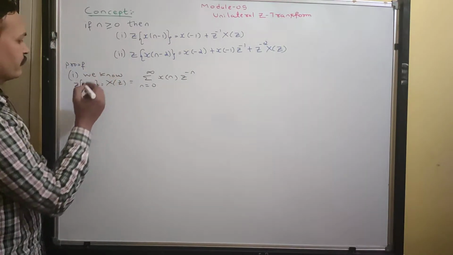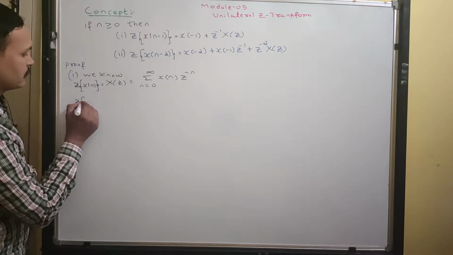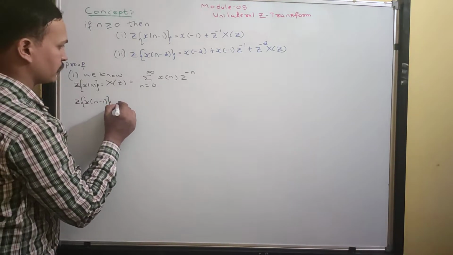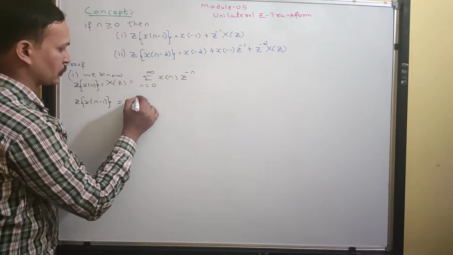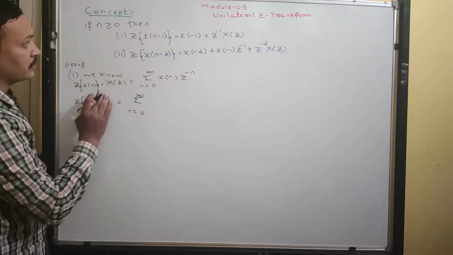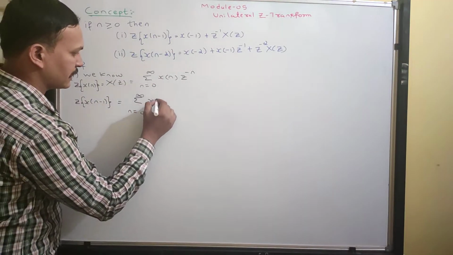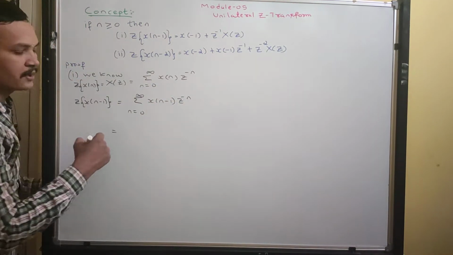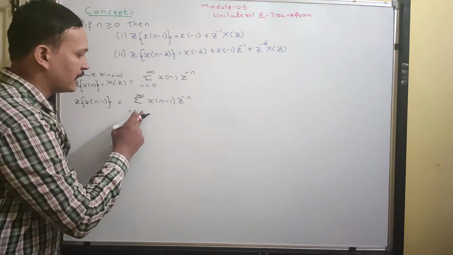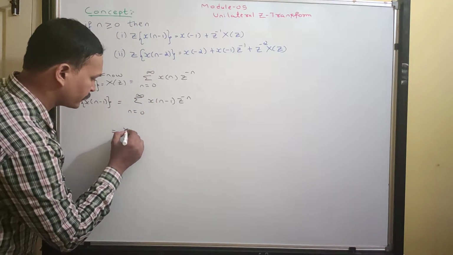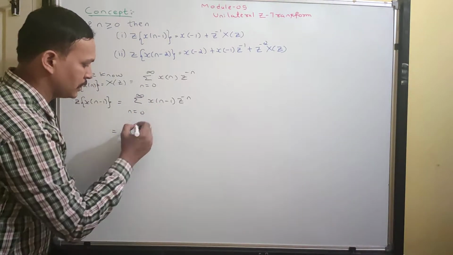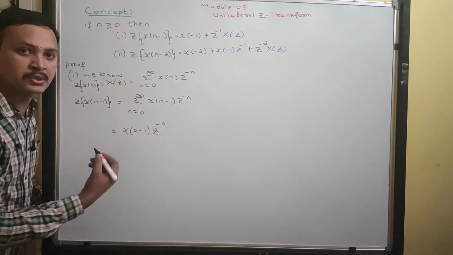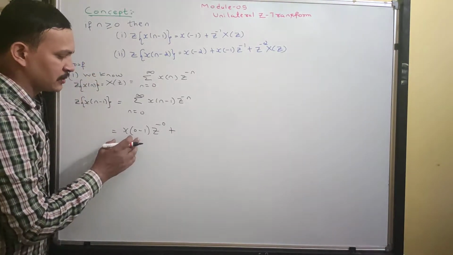Now I am taking the first one. What do I need to find? The Z transformation of x of n minus 1. So summation n equals 0 to infinity, x of n minus 1 into z power minus n. Now expand this summation. Put n equals 0 here: 0 minus 1 into z power minus 0. Putting n equal to 0, then plus.